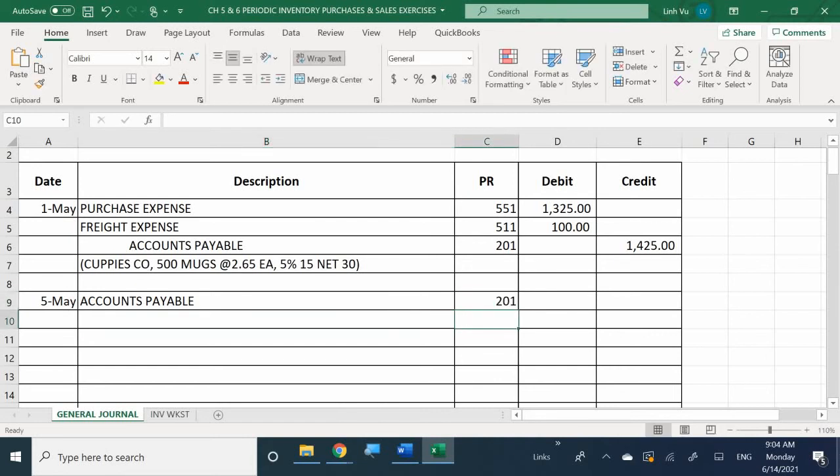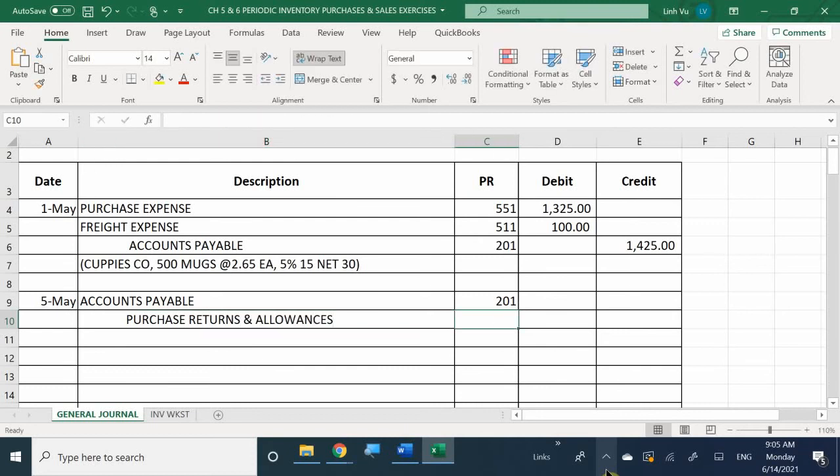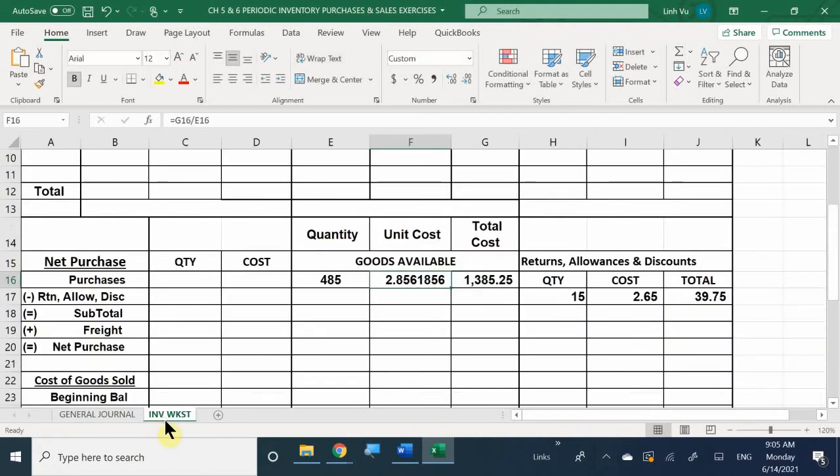All right, and then what's going to be my other account, my credit account? Purchase returns and allowances, which is 556. Okay, for what total amount? Is it 39.75? 39.75. Right, we can double check our inventory worksheet.